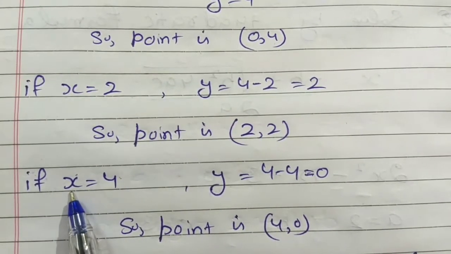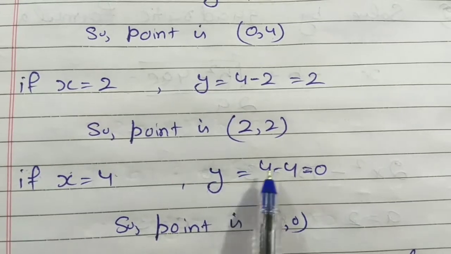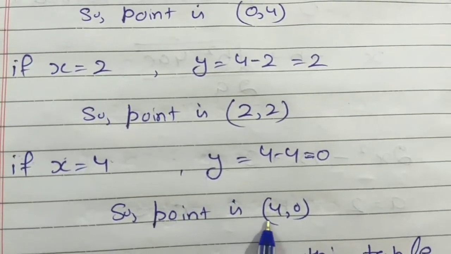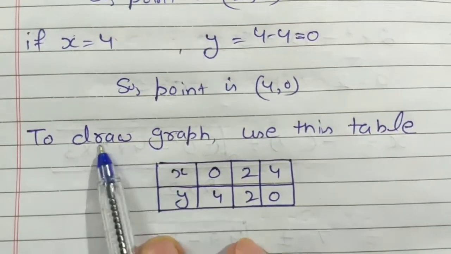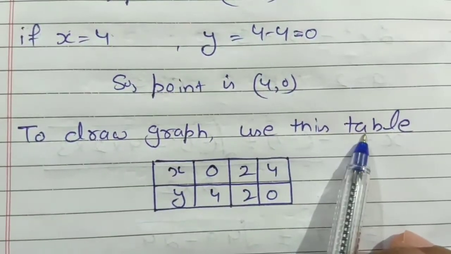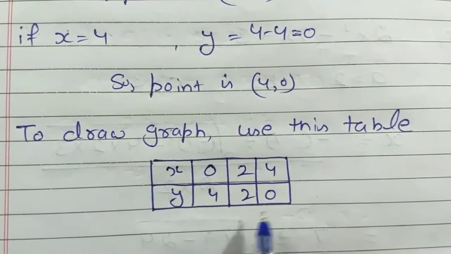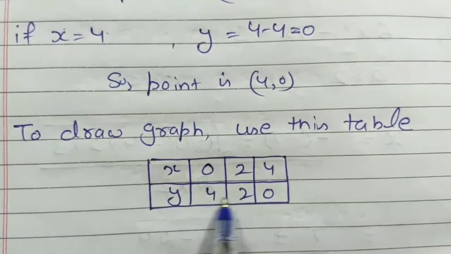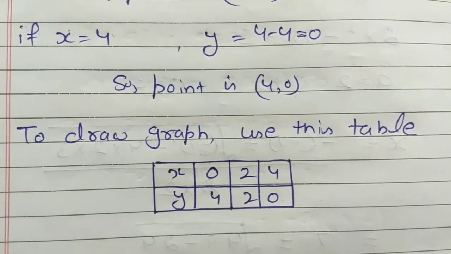After that we will put x equal to 4, then what is the value of y? That is equal to 4 minus 4, that is equal to 0. So the point will be (4, 0). After that, to draw the graph we make a table, which will be very helpful for us. Here is the value of x and here is the value of y. So after that we will draw the graph.